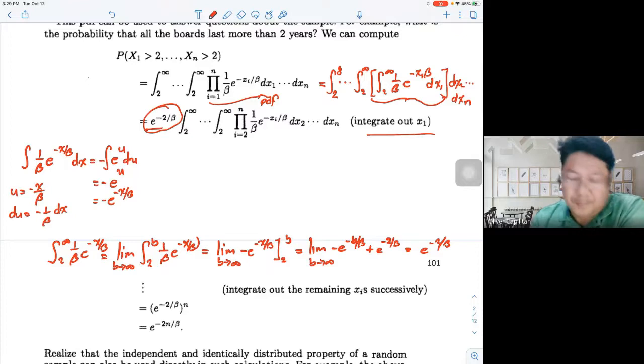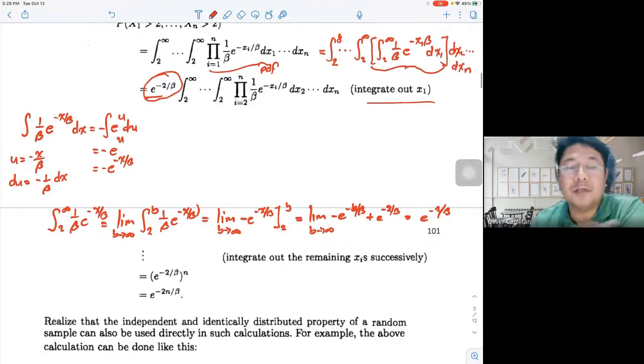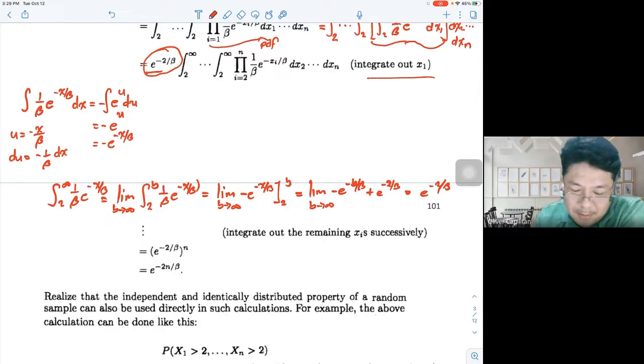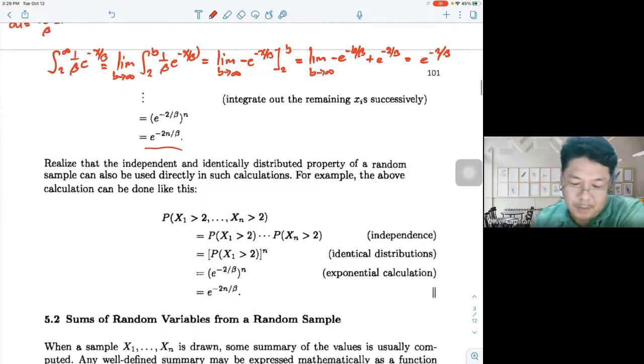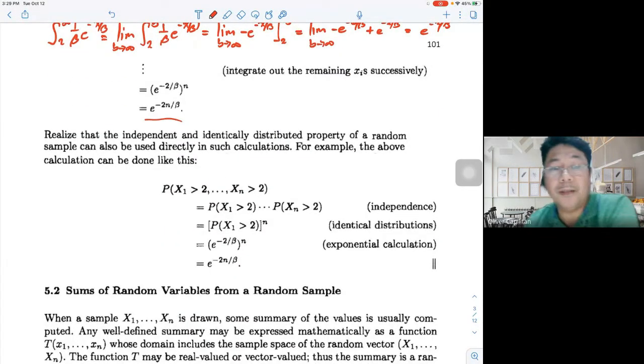Applying the same procedure, we are able to obtain this value. By the way, we have not yet used the identically distributed assumption here. So next, we have a random sample. Now we're going to apply the identically distributed assumption here.